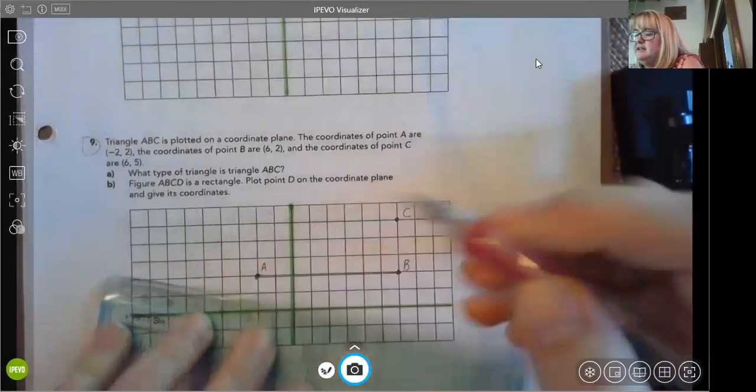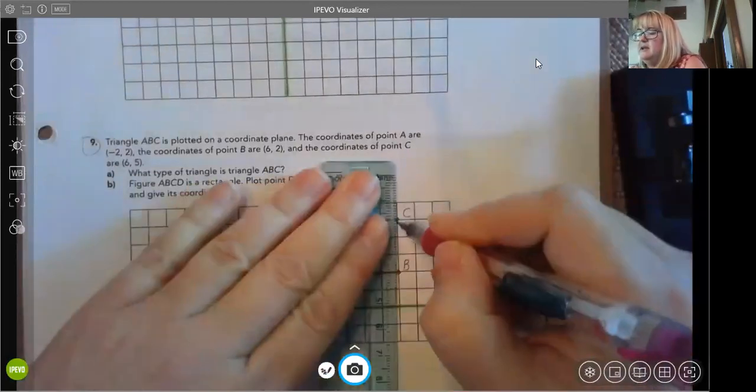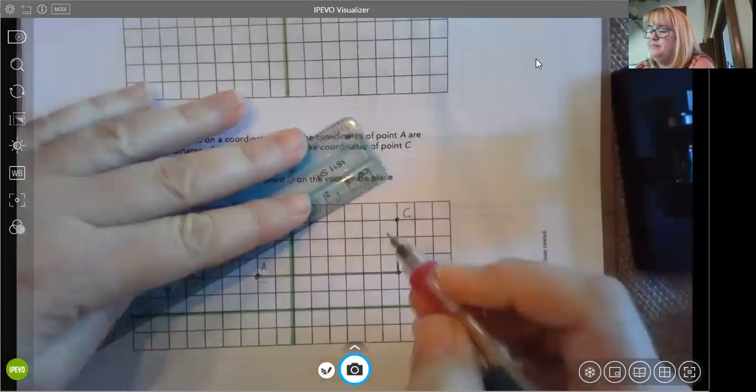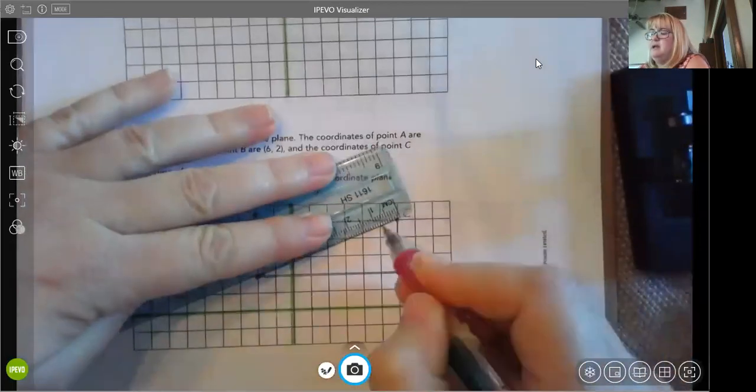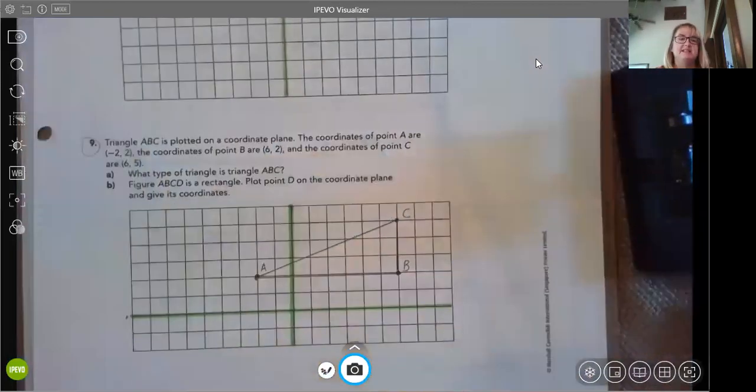B goes to C. And then C goes back to A. Okay. Now this says, what type of triangle is triangle ABC?